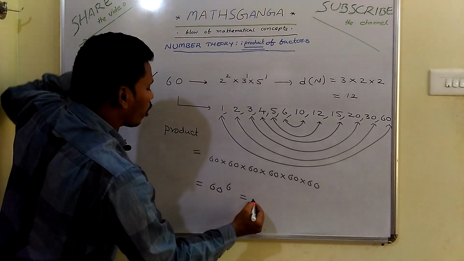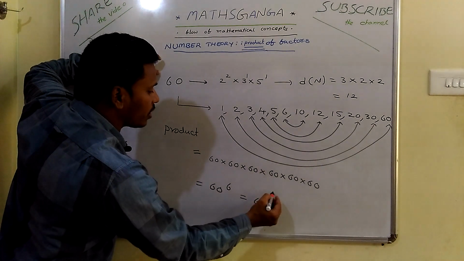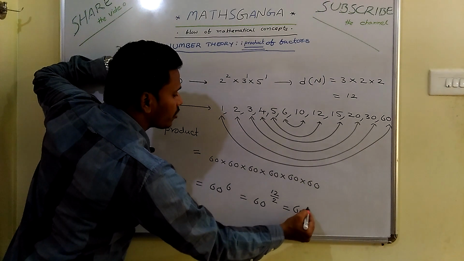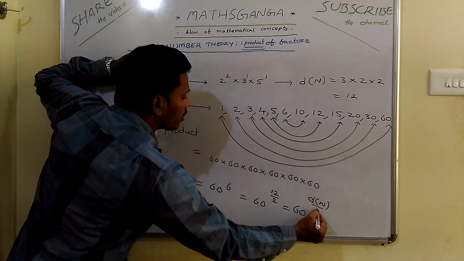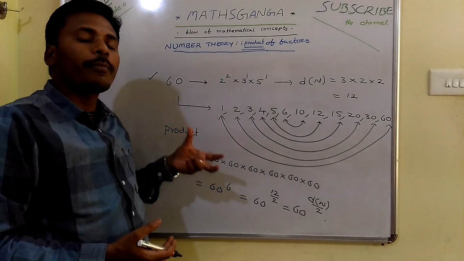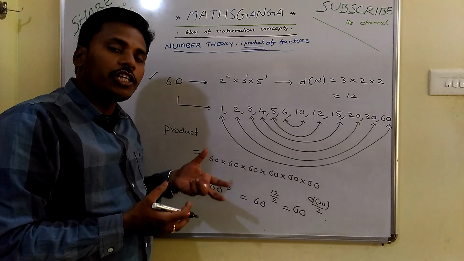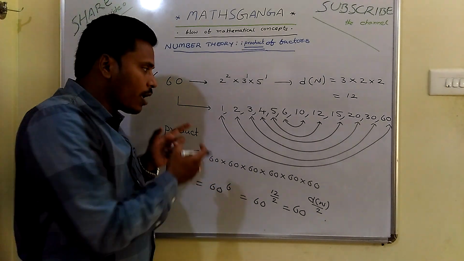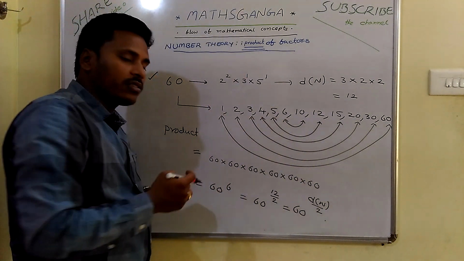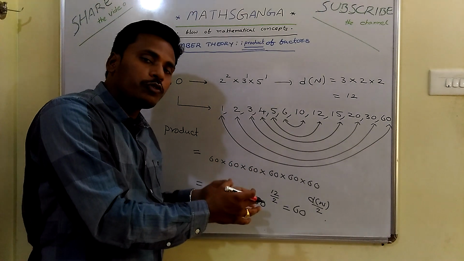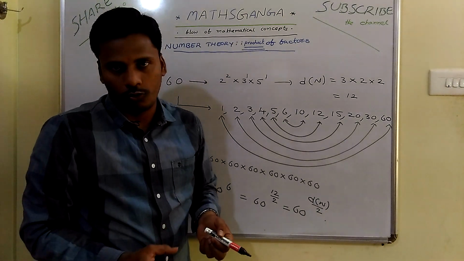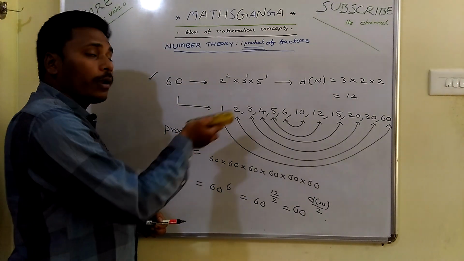So the product of the factors of the number 60 is nothing but 60 power 12 by 2, and we write it as 60 power the number of factors of 60 by 2. To find the product of all the factors of 60, initially I listed all the factors, and the product of each pair is 60. So the product is 60 power 6, and we observed that the product is the number raised to the power of the number of factors by 2. Now let us discuss one more example.